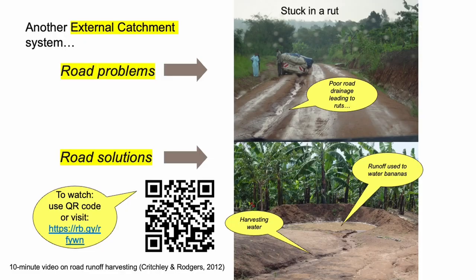Road drainage is a problem in many countries. Either the road isn't drained well, or the drains themselves cause erosion. So why not capture road runoff and use it productively? Bottom right is an example from Uganda of road runoff captured in a pond to water bananas.